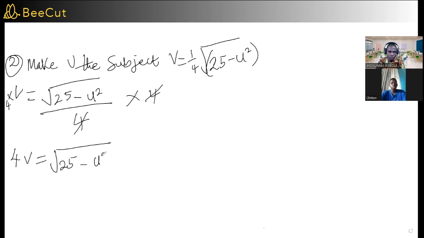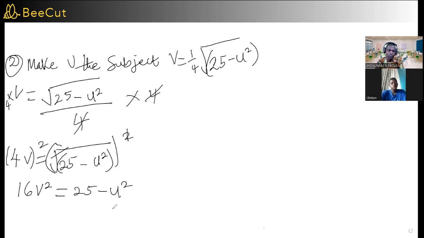minus u square. So the next thing to remove is the root. And if I want to remove root, I've been told that to remove root, use a power. So I'm going to square this side, and I will square this side. So square root and the power cancel. So I have 4 squared to be 16, 16v square equal to 25 minus u square.